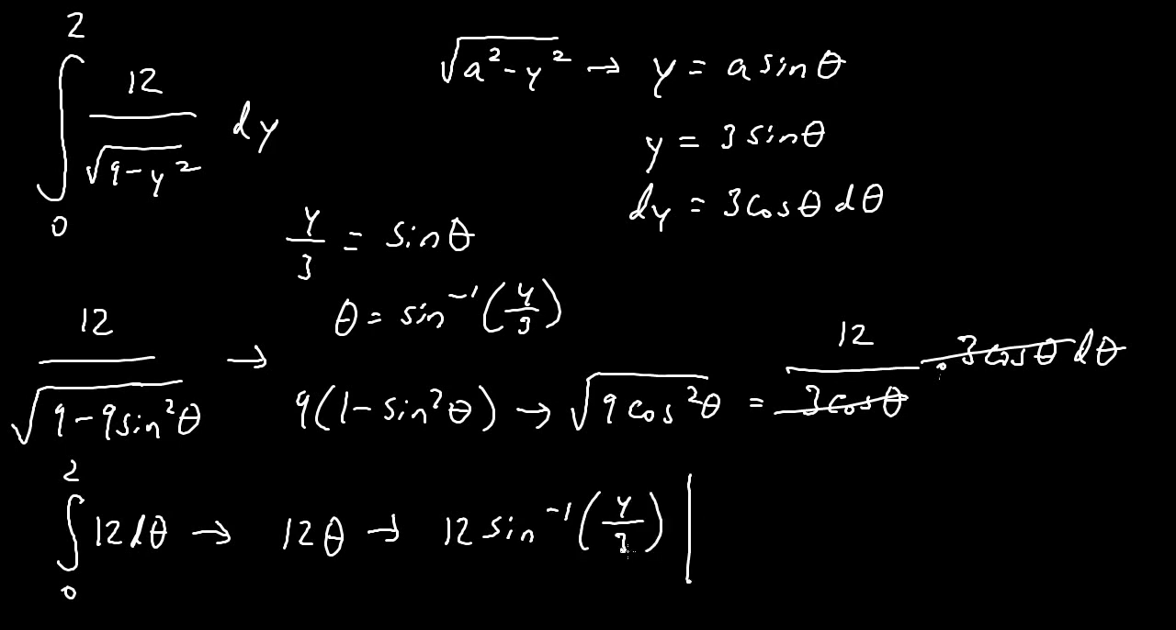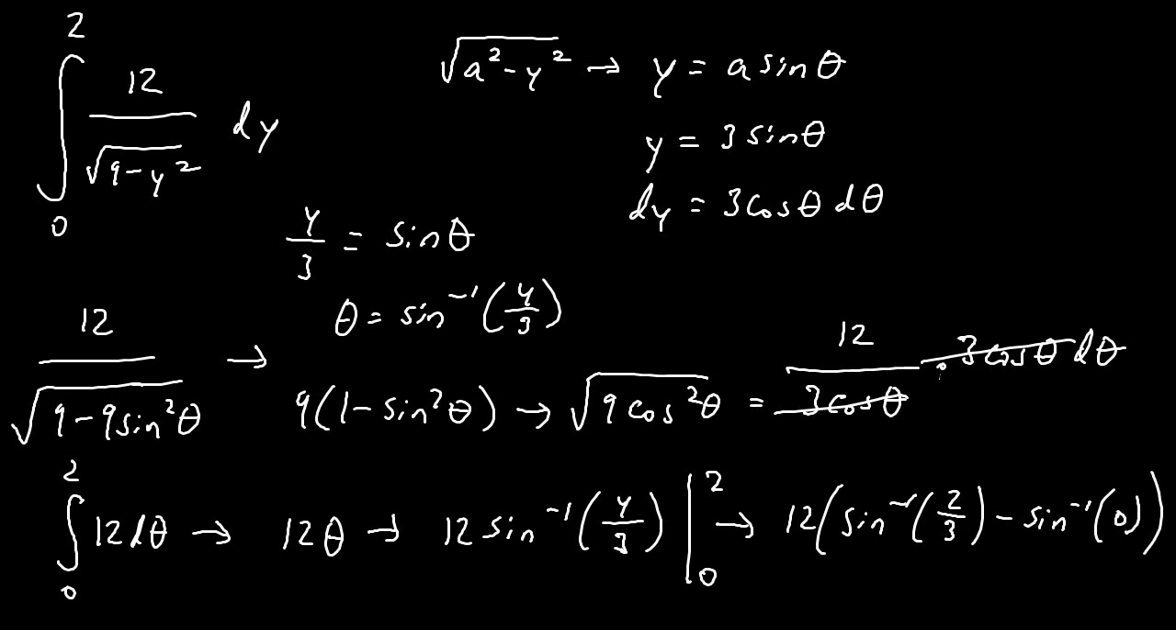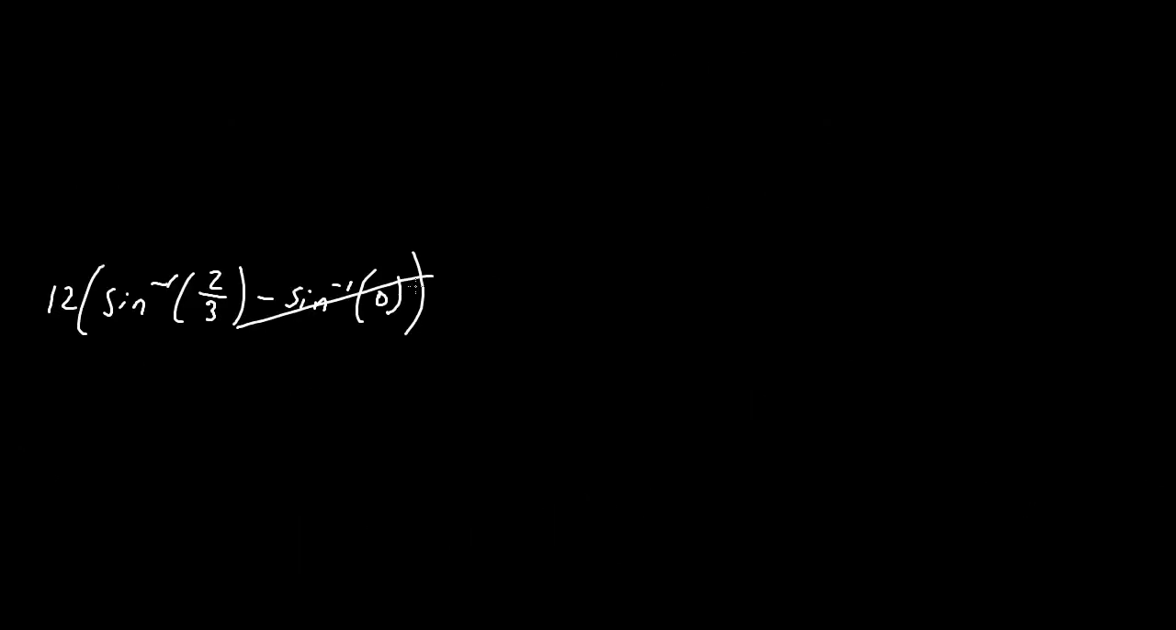And now we can go ahead and evaluate it with the y bounds of 0 to 2. So then we'll get 12 times inverse sine of 2 over 3, when I plug in 2 for y, minus inverse sine of, when I plug in 0 for y, we'll get 0. Now inverse sine of 0 is 0, so that will cancel, and so our final answer is going to be 12 times inverse sine of 2/3.